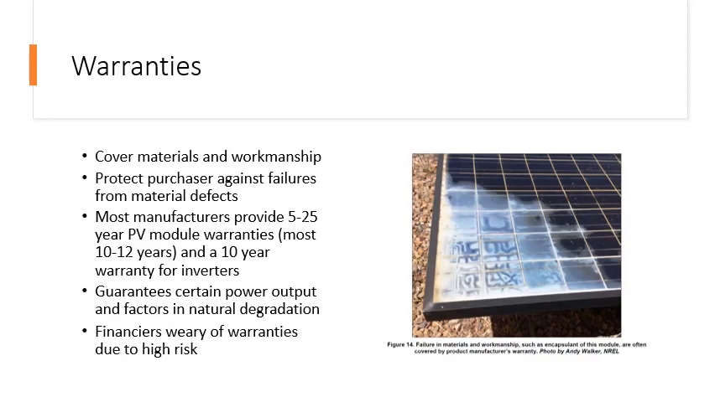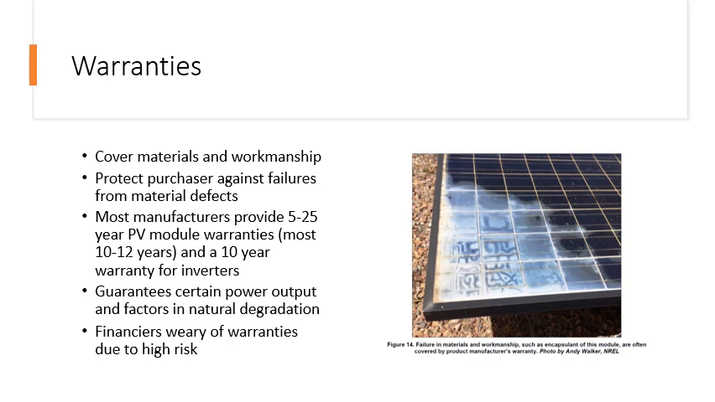So warranties, I'm kind of going right along with the corrective maintenance piece. Warranties cover materials and workmanship, and they protect the purchaser against failures from material defects. So a lot of times we're talking about material defects that happen in the manufacturing process that aren't uncovered until it gets out in the elements, stuff like that. Most manufacturers provide 10 to 12-year warranties, but some are as low as 5 years and some are as high as 25 years. And then the common term for inverters these days is 10 years. So the inverters have a similar lifetime to batteries, a lot less than the typical lifetime of a PV system.